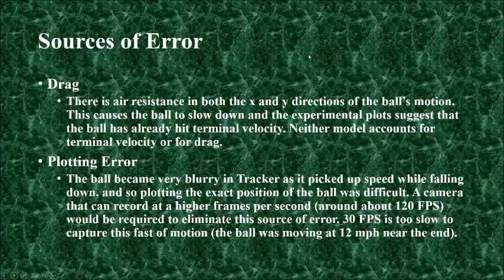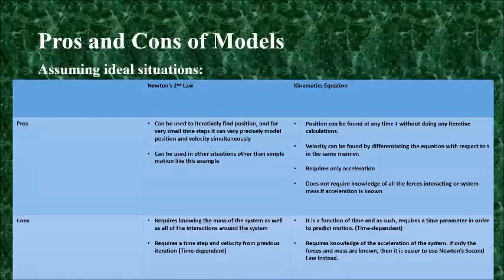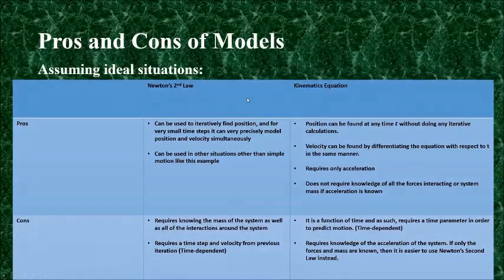Two sources of error in this experiment are drag and plotting error, for these reasons listed here. And the differences between the two models is that they can be used depending on how much data is available. Newton's second law is very precise if you have small time steps, but it requires knowing the mass and all the interactions in the system. The kinematics equation is very useful because if you know some arbitrary time t, the initial velocity and the acceleration, you can find the position and the velocity at any time t.